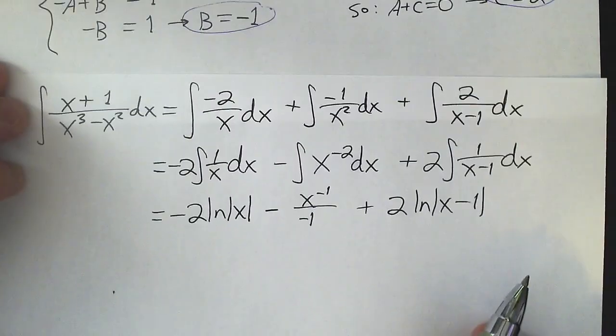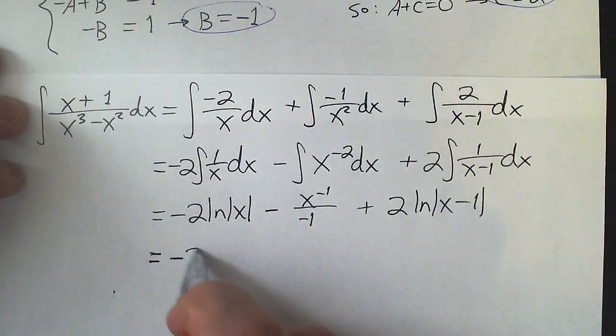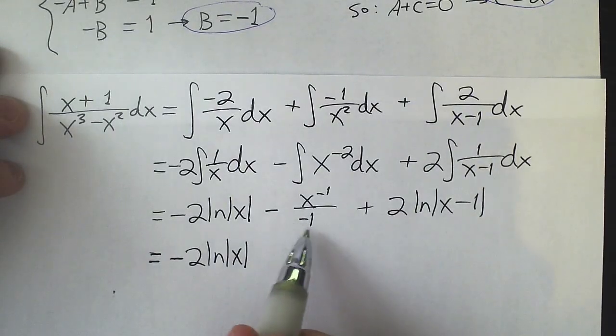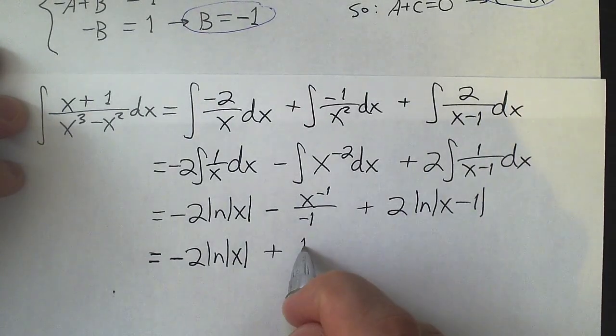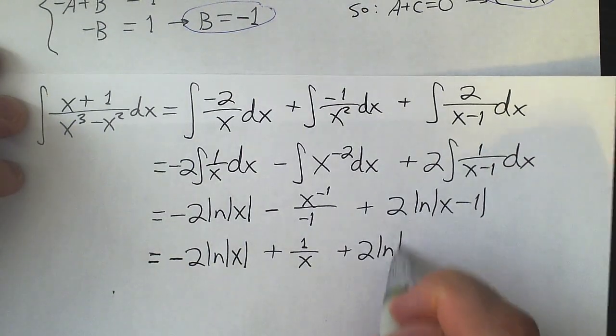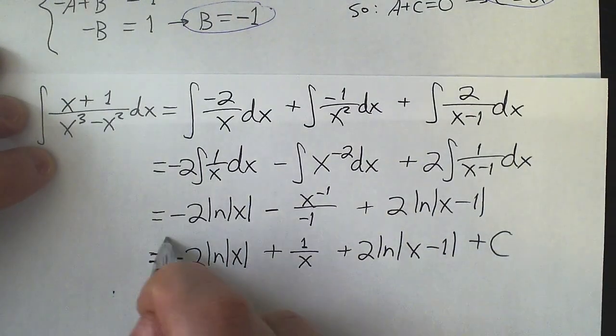We need a plus c, but I'll write it on the next line, because I think I'll just fix this up a little bit. -2 ln absolute value x. Let's make this a plus 1 over x, plus 2 ln absolute value x minus 1. And there's my plus c.